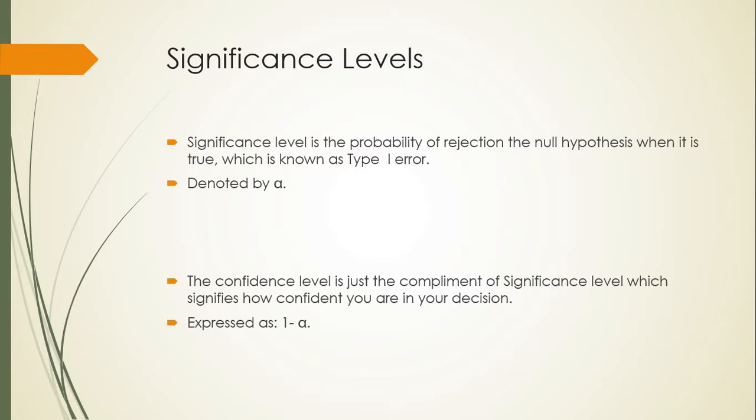The significance level is the probability of rejecting the null hypothesis when it is true, which is known as a type 1 error, and it is denoted by alpha. So now what is the confidence level? The confidence level is just the complement of the significance level, which signifies how confident you are in your decision, expressed as 1 minus alpha.